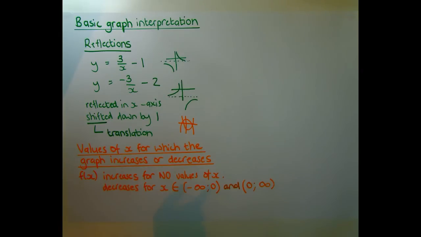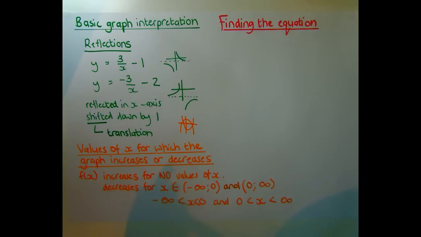Or I could do set builder notation, and I could say it's for negative infinity being less than x, so x is in between negative infinity and 0, and that way it's decreasing there, and then also between 0, so x is between 0 and positive infinity. And what will happen with the g of x function is that it will be exactly the opposite. It will decrease for no values of x, and it will increase for all values of x except those particular parameters.